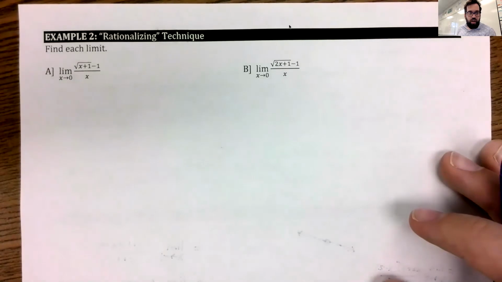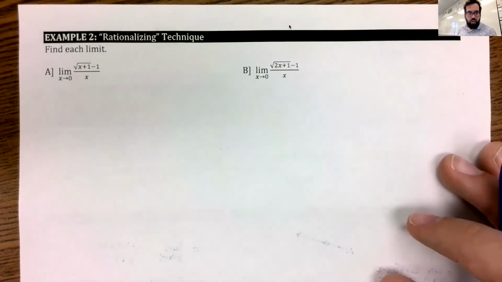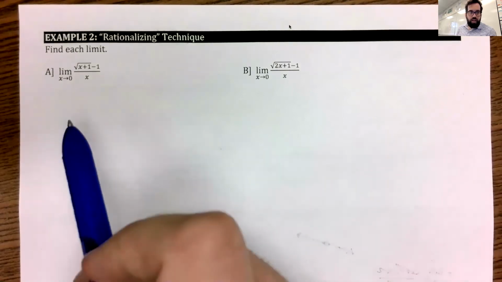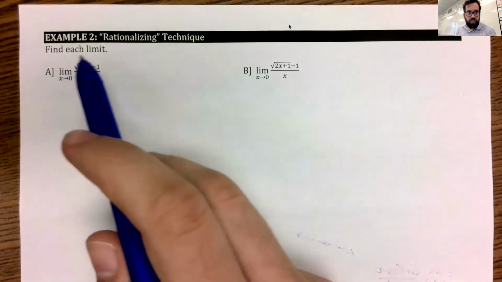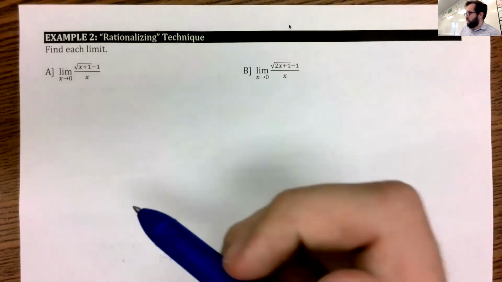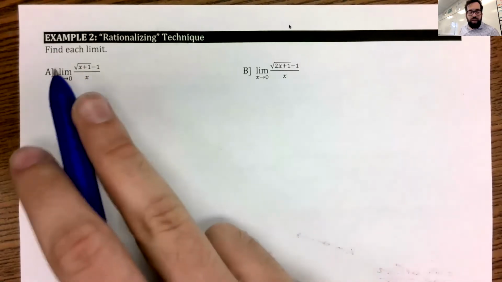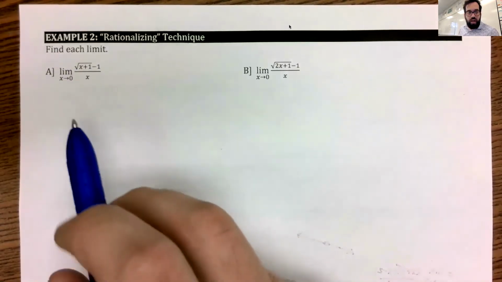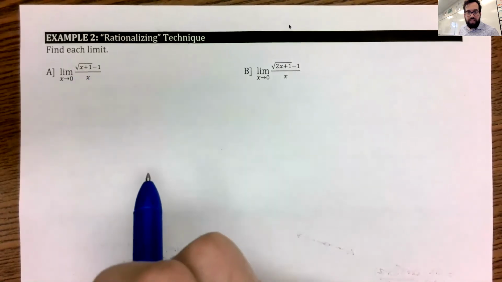So we have, for letter A, the limit as x approaches 0 of the square root of x plus 1 minus 1, all over x. If we plug in 0 right now, we would end up with the square root of 1, which is 1, minus 1. So the top is 0 and the bottom is 0. Ding, ding, ding. We have indeterminate form, but this time, since we have a square root involved, there's no way we can factor the top to cancel out any x's or anything like that.